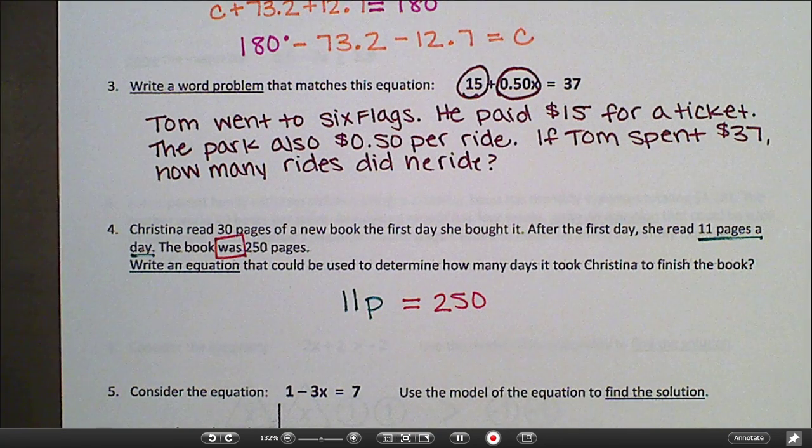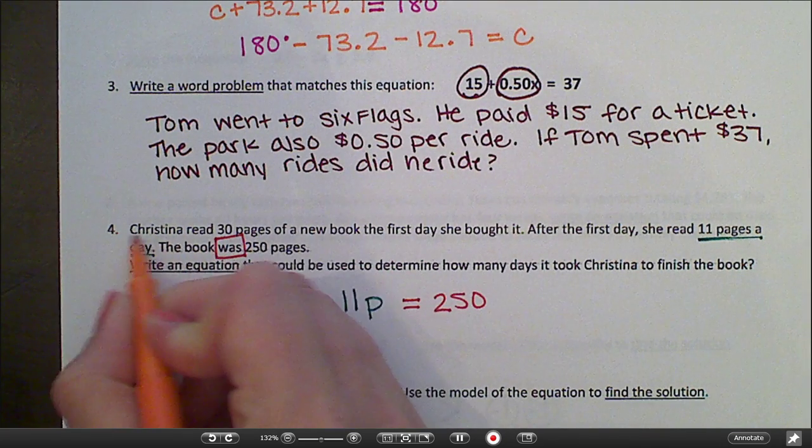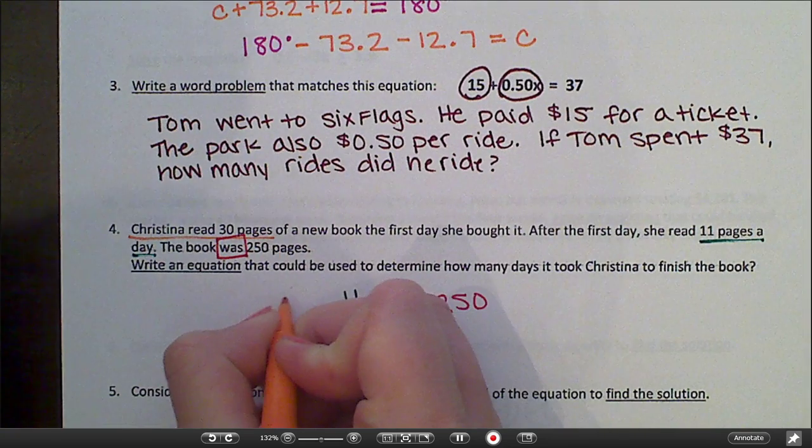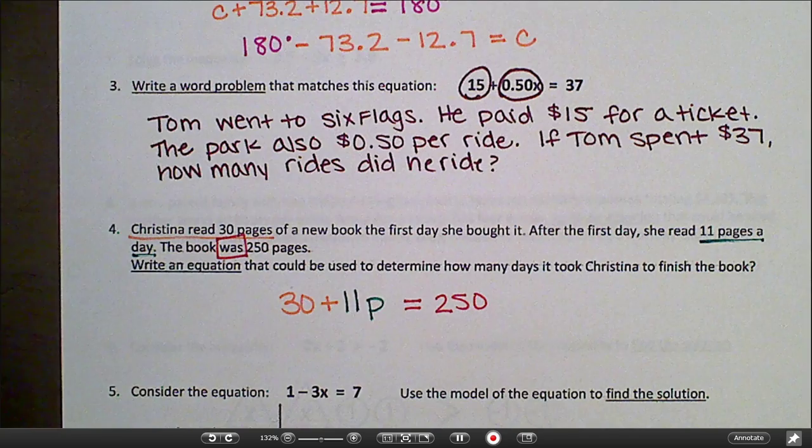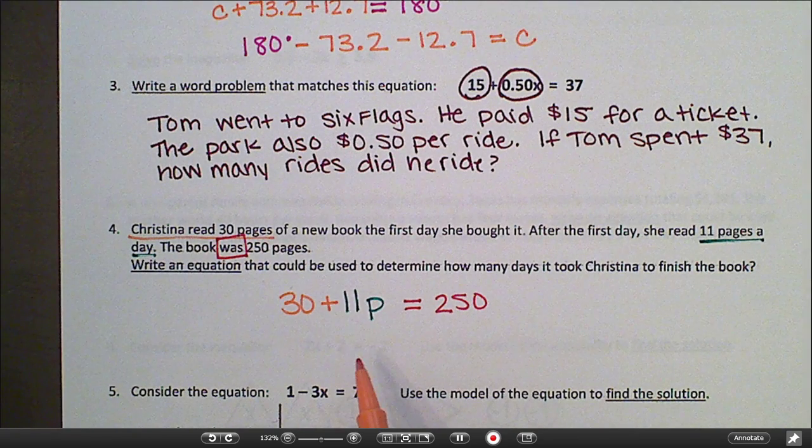Now I know that on the first day she read 30 pages, so I'm going to write 30 plus 11 pages per day, or 11p, equals 250.